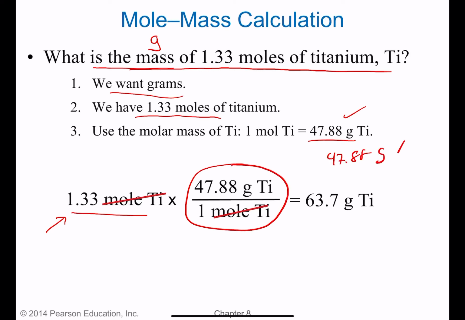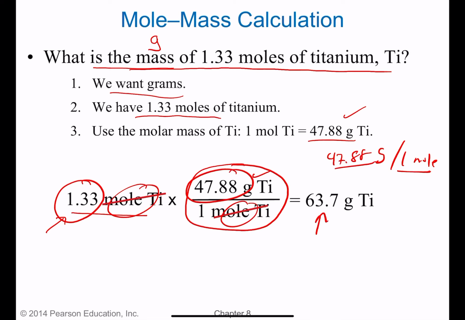It's 47.88 grams per 1 mole. That's what the grams per mole means, it's grams per 1 mole. Since we want moles to cancel, we put the moles part of this on the bottom and the grams part of it on the top. And then in our calculators, we do 1.33 times 47.88. Verify that you get the same answer when you do the calculation on your calculator.